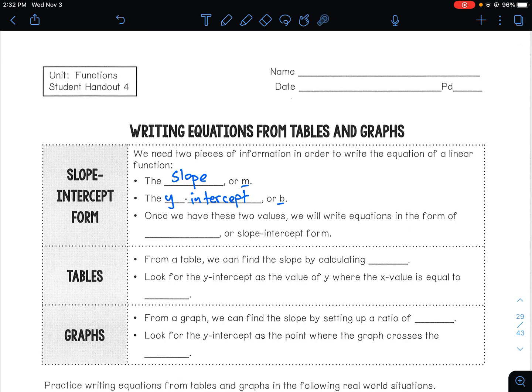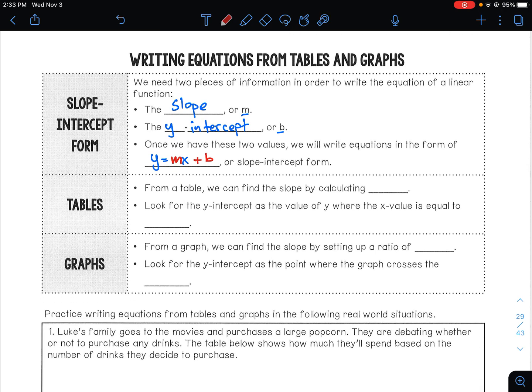The y-intercept is represented by the letter b. Once we have these two values, we will write equations in the form y equals mx plus b. Now, m is the slope and b is the y-intercept. Those are the two things that you're going to replace. You're going to have y equals something x in every equation in slope-intercept form, but the m is whatever your slope is, and your b is your y-intercept.